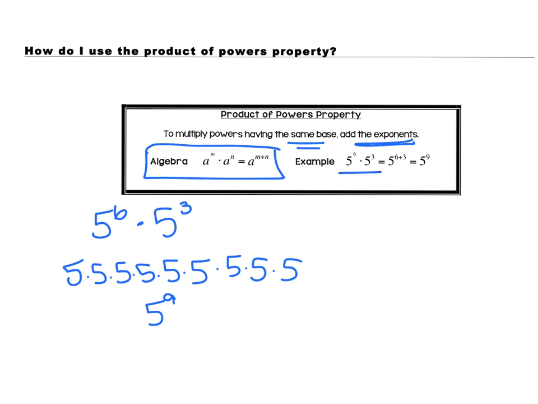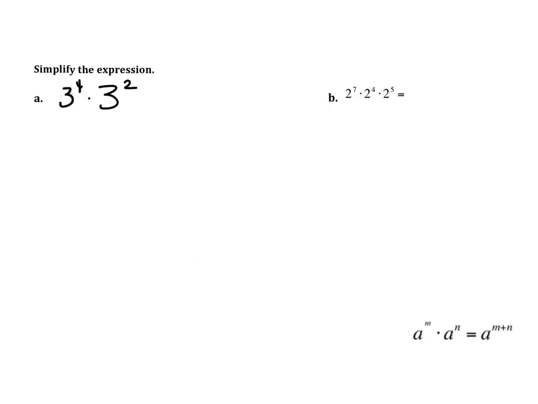Well, let's take a look then. If I had just applied it using that property, I would say if I had 5, and I'm going to add these, you get the same thing. 6 plus 3 is 5 to the 9th. So applying that property by adding those exponents.